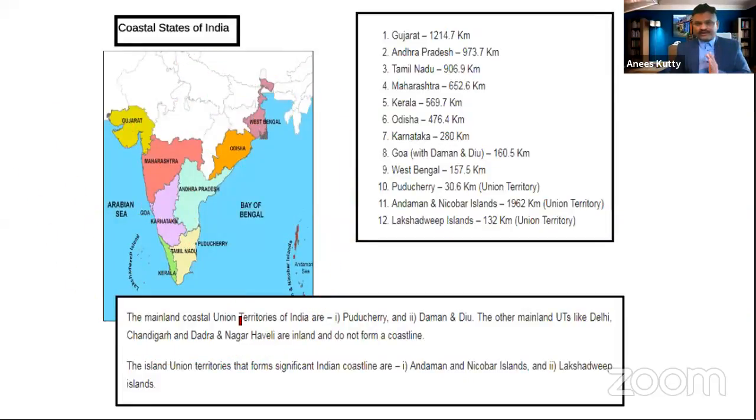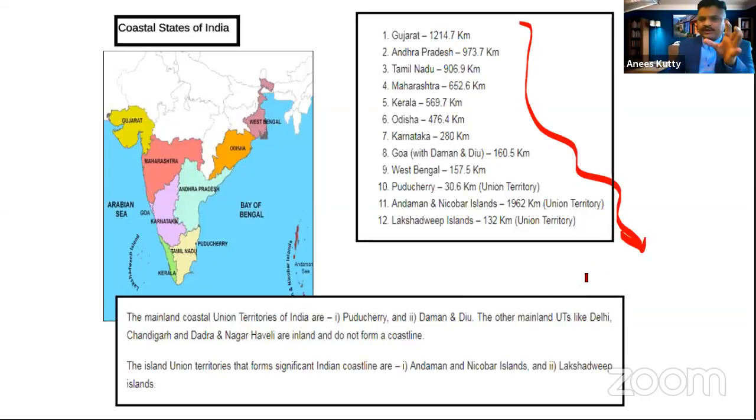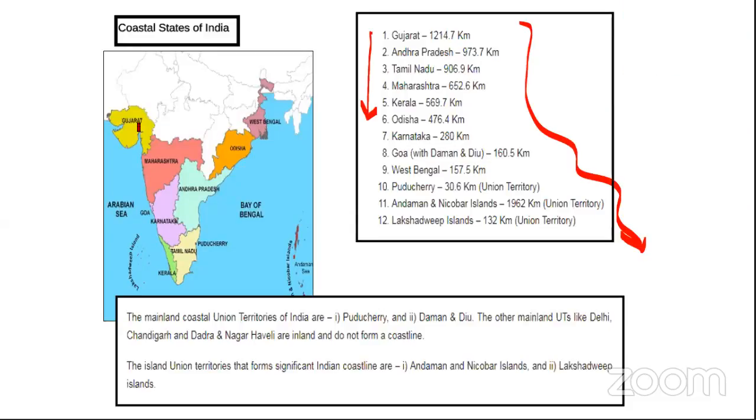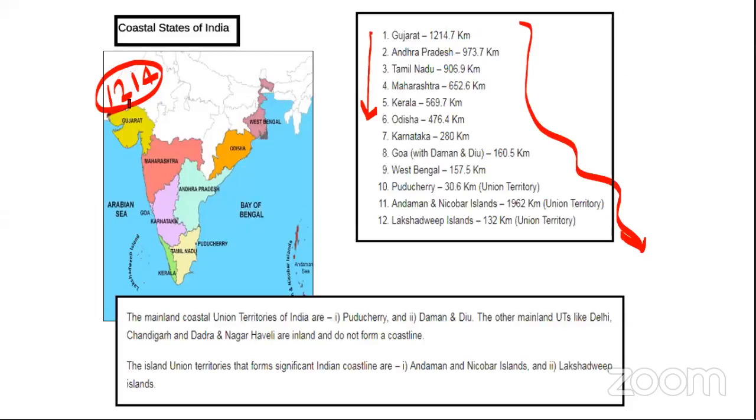Now, border-wise, which state of India has the maximum coastal border? I mentioned here clearly which state has the maximum border. It is my request, everybody: it is very difficult to write down all the 12 states, but at minimum we must be aware of the first 3 states. Gujarat, clearly mentioned in your slide, has a maximum of 1,214 kilometers of border. Therefore, number 1 is Gujarat.